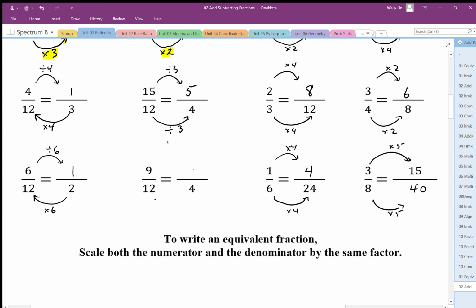Okay, we need to understand that fractions and ratios and proportions are all about times and divide. So there's my divide factor. There's my divide factor there.